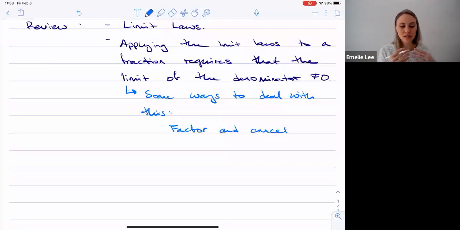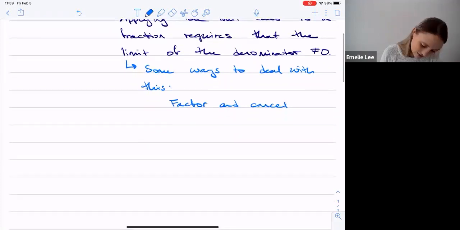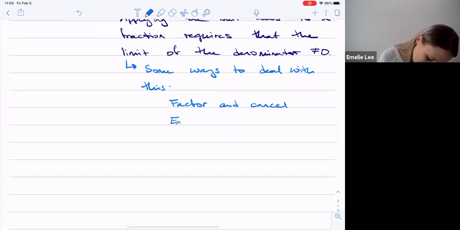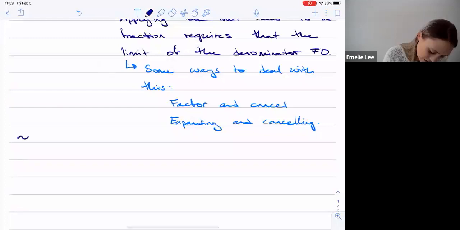We said that as long as you're able to morph a function without changing the meaning everywhere else, then you're allowed to cancel. What else did we do? We tried expanding and canceling. Sometimes it just depends on the question that you have. See what works. Okay, so that's the end of the review.